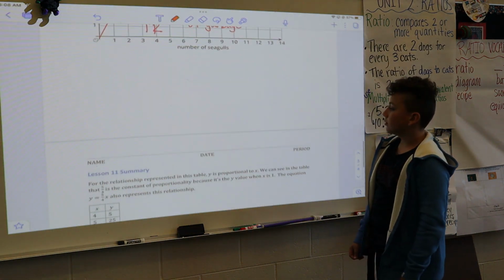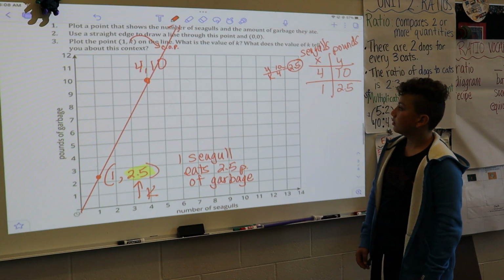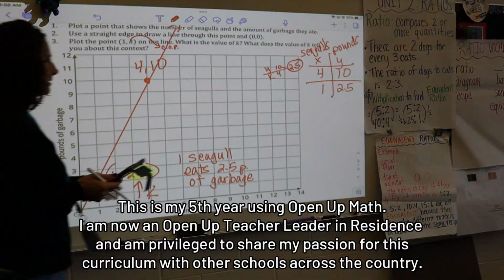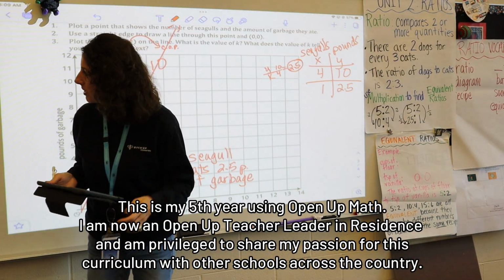Is there anything else that we needed to answer here? Okay, let's do a 1, 2, 3 clap for Camden. 1, 2, 3. Okay, just for our final synthesis, I want to take us back to our learning target.